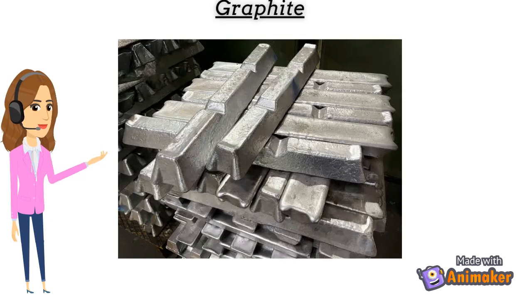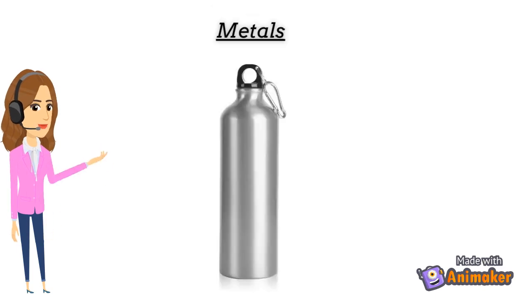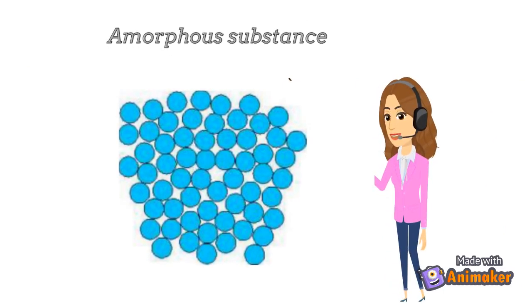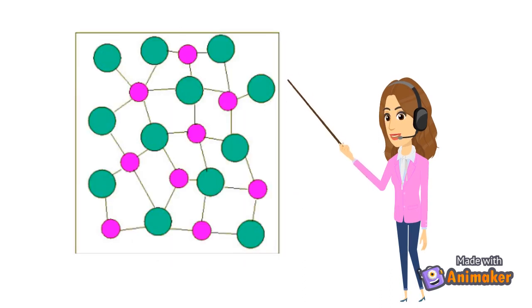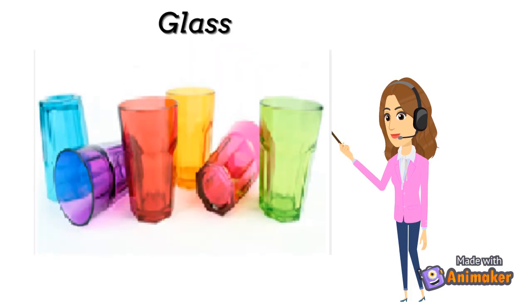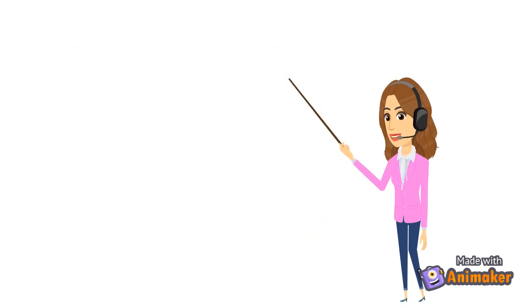Diamond, graphite and metals. An amorphous solid contains an irregular pattern of ions, molecules or atoms. They melt over a range of temperature. They gradually soften on heating. And they are isotropic and have only short-range order. Examples are glass, rubber, plastics.